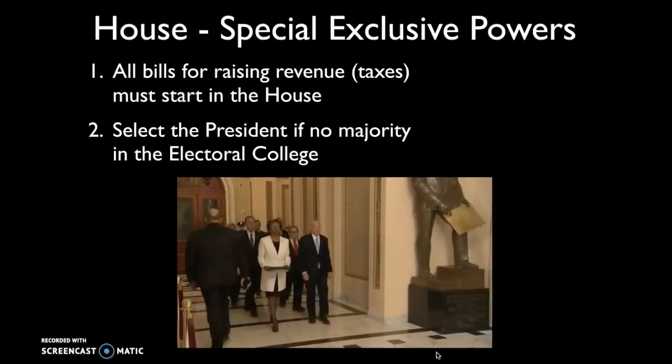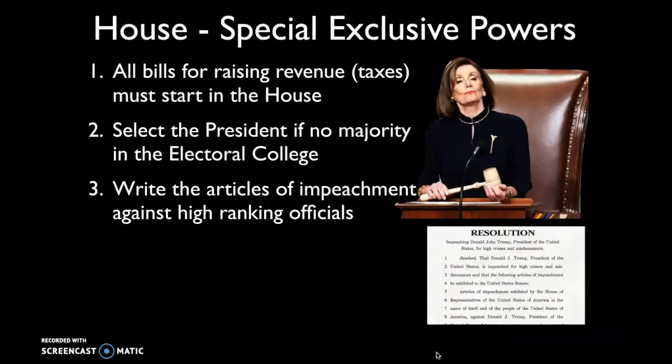That was Nancy Pelosi, the current Speaker of the House, describing how the House of Representatives had issued articles of impeachment against President Trump. And that is another special exclusive power that the House possesses. They are the ones who write up and vote on articles of impeachment against high-ranking officials. You have to get a majority, so 50% of the House members have to vote in order to impeach.